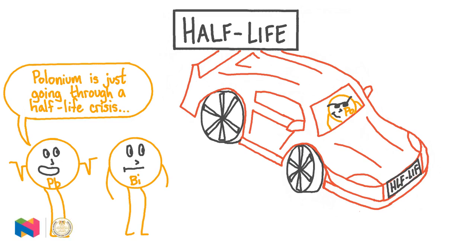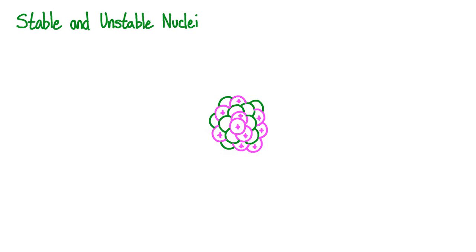In this lesson, we will learn how to explain the half-life of radioactive elements. The radioactivity of an atom is dependent on the stability of its nucleus. The nucleus, found at the center of the atom, is made up of protons and neutrons.